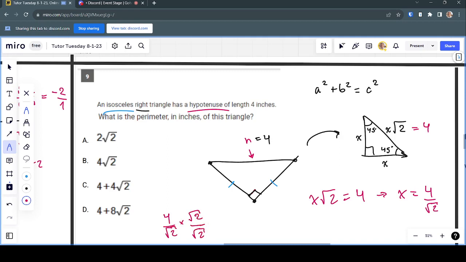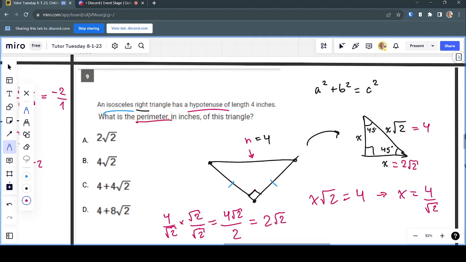Right? Because the square root of 2 divided by itself is just equal to 1. So I'm not changing the value of anything here. I'm just rewriting it in a different way. And then if I multiply across and simplify, I get that x is actually equal to 2 root 2.